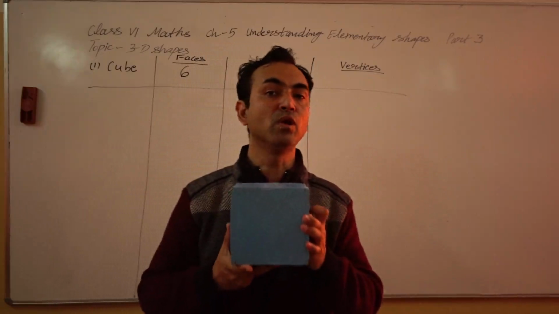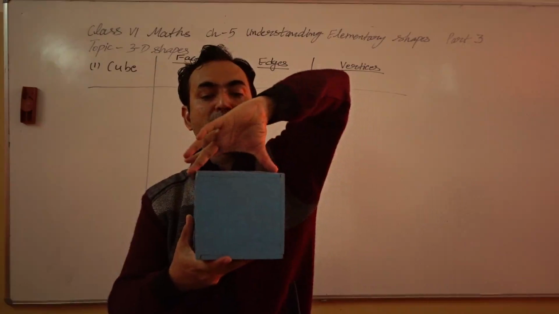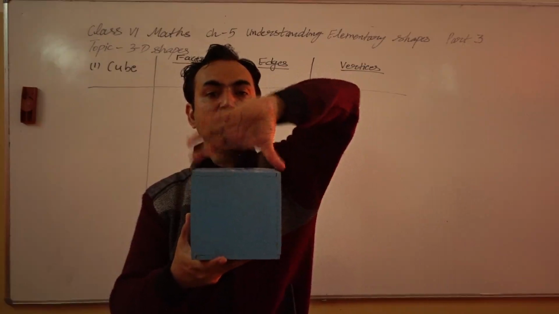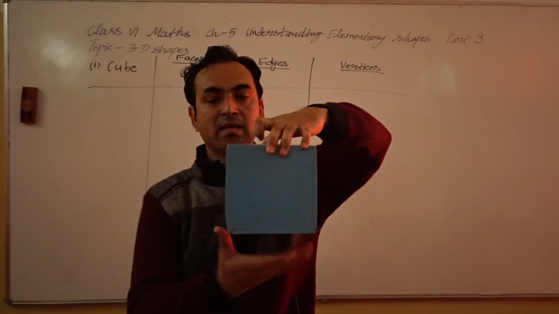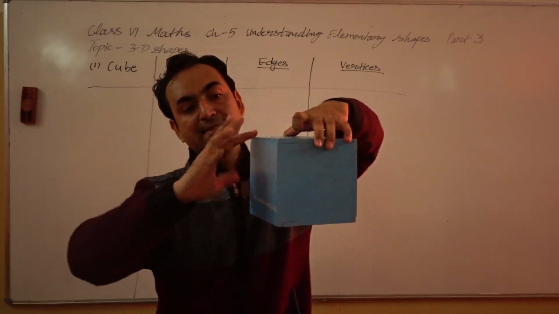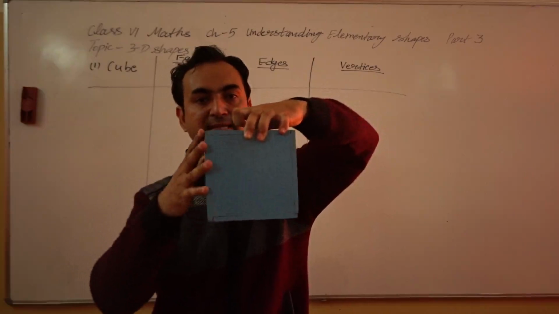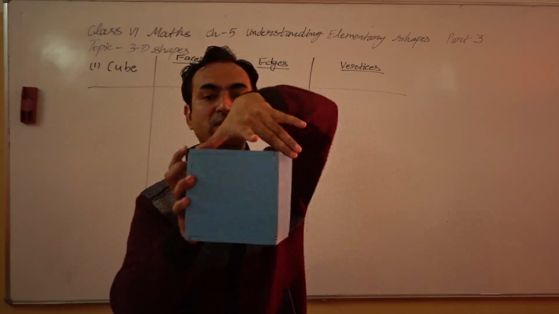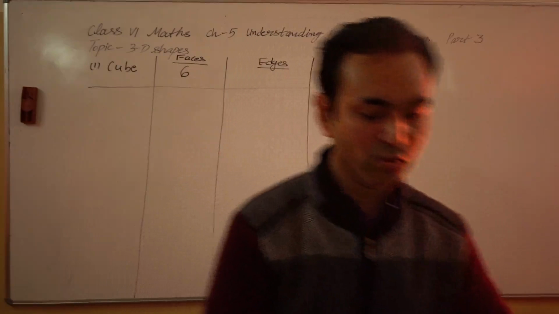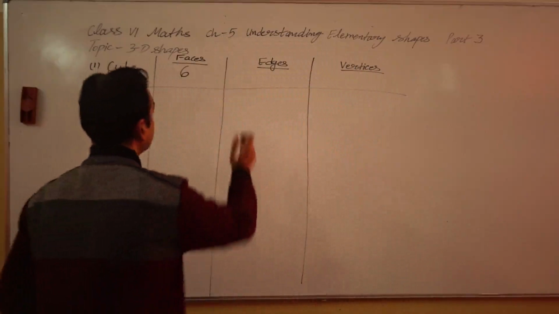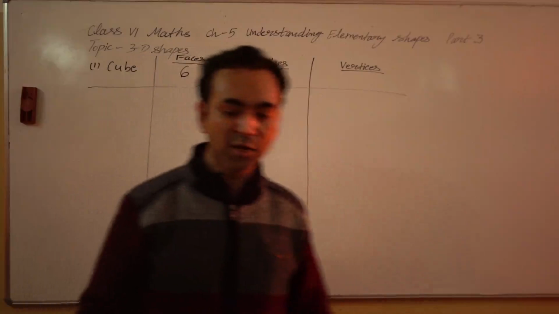Now we will count the number of edges in the cube. You can see 4 edges on top and 4 edges on the bottom, total 8. These are already counted, so we count only the vertical edges, 4 vertical edges. So 4 on top, 4 on bottom and 4 vertical edges. 4 plus 4 plus 4 is 12 edges. So a total of 12 edges are found in the cube.